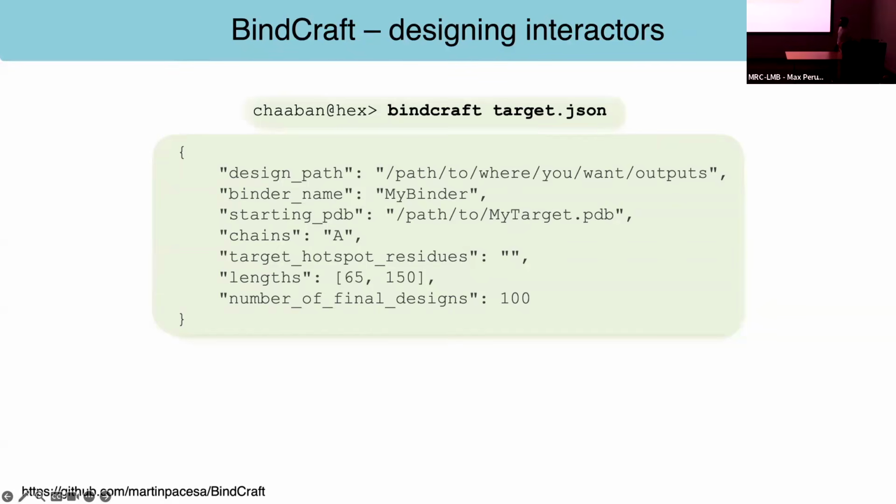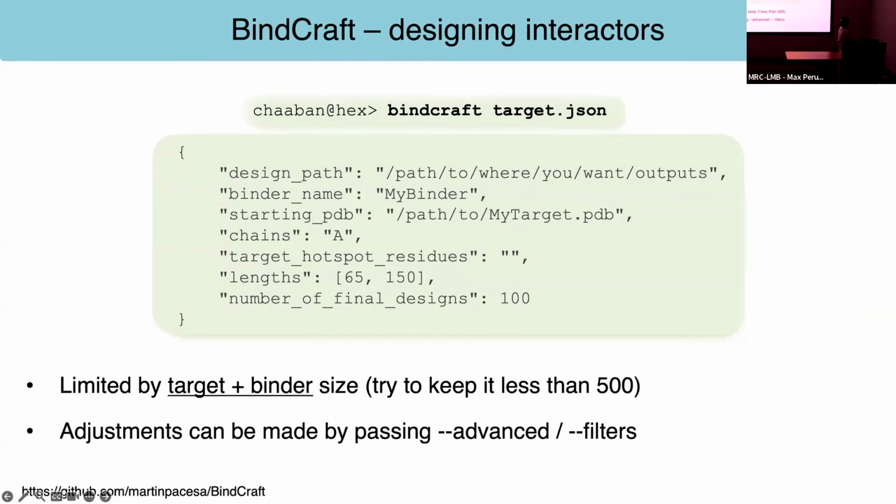Now, it's not always that easy, but something to keep in mind is you're limited by the cumulative size of your target and binder. So if the size of your target and binder sum is more than 500, then probably it will not run, or run very slowly on our cluster, for example. So I would keep that very small. And of course, there's a lot more that you can do. A lot of parameters are already optimized and you don't have to worry about them, but there are these advanced parameters and these filter parameters that you can play with. So you can basically check out the GitHub for BindCraft, if you want to learn more about these advanced options.